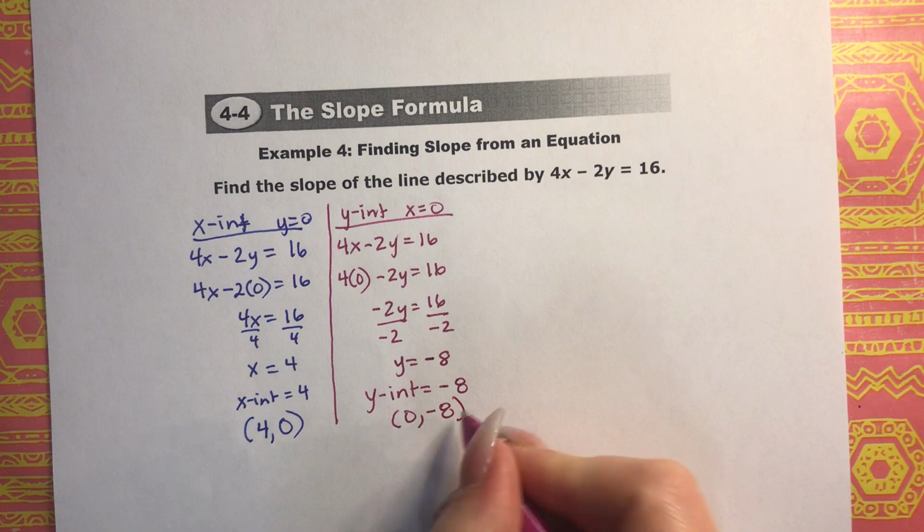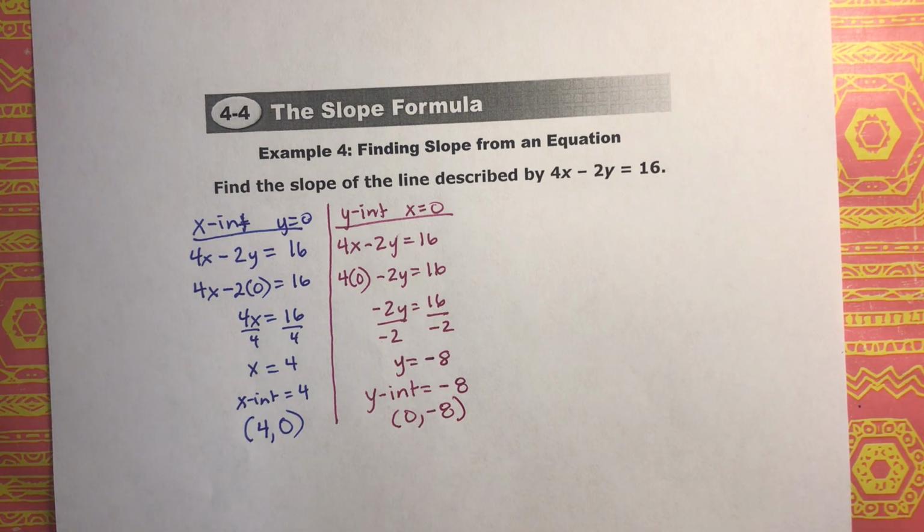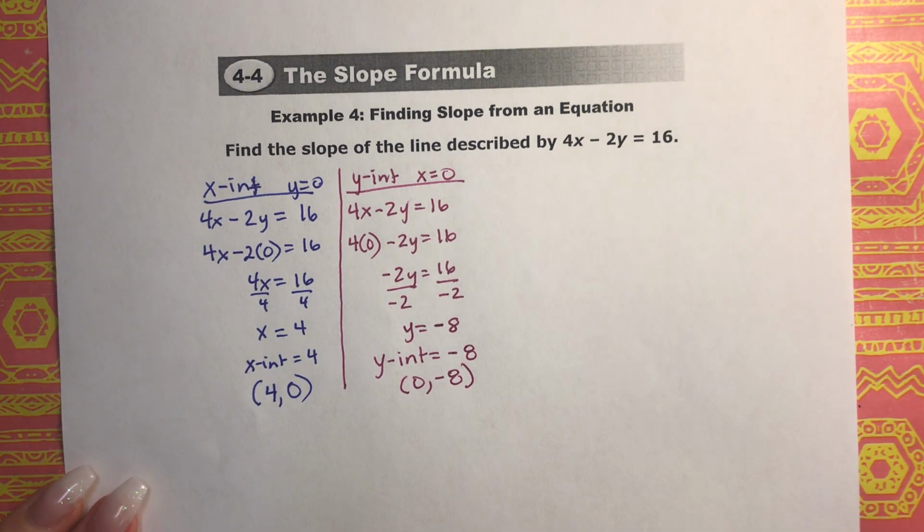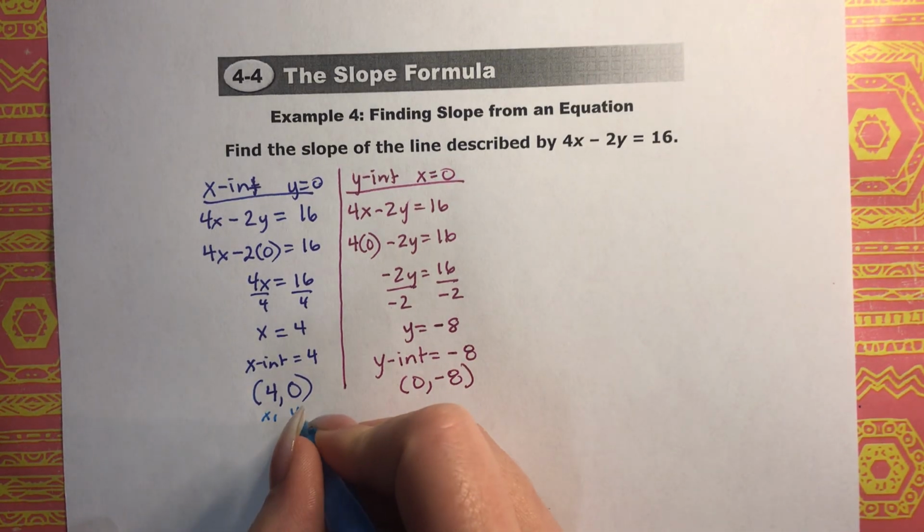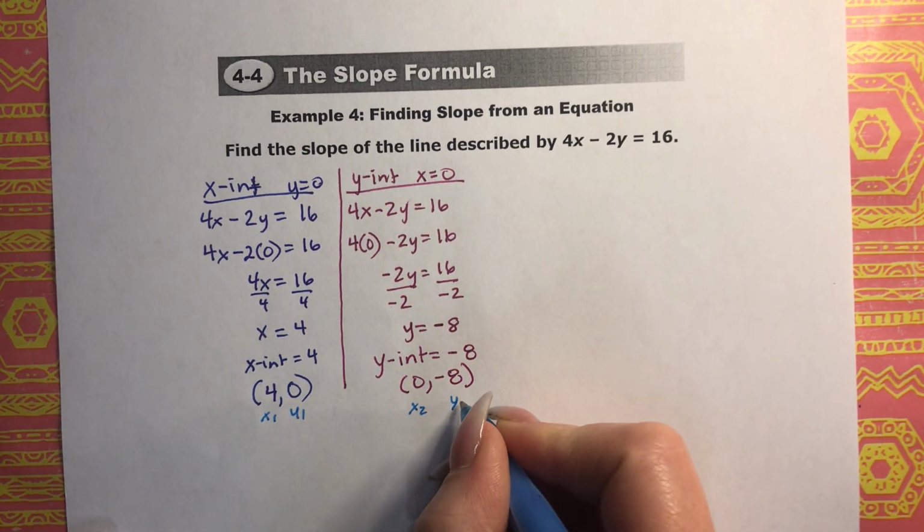Perfect. Oh, I got to put that ordered pair. So now we have our 2 points. This is amazing. This is great. So we can go ahead and figure out what the slope is now that we have 2 points from our equation here. So I'm going to call this my x1, this my y1, this my x2, this is my y2.